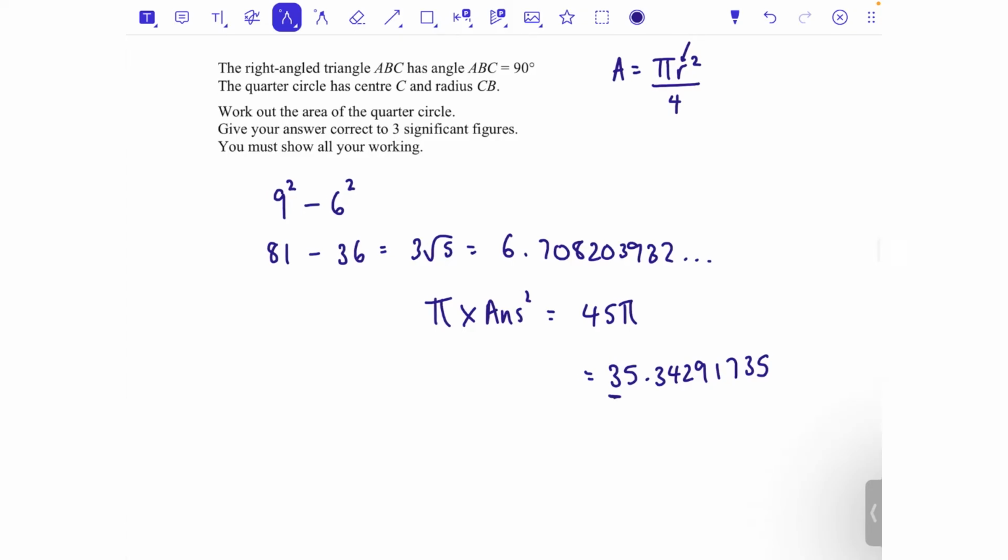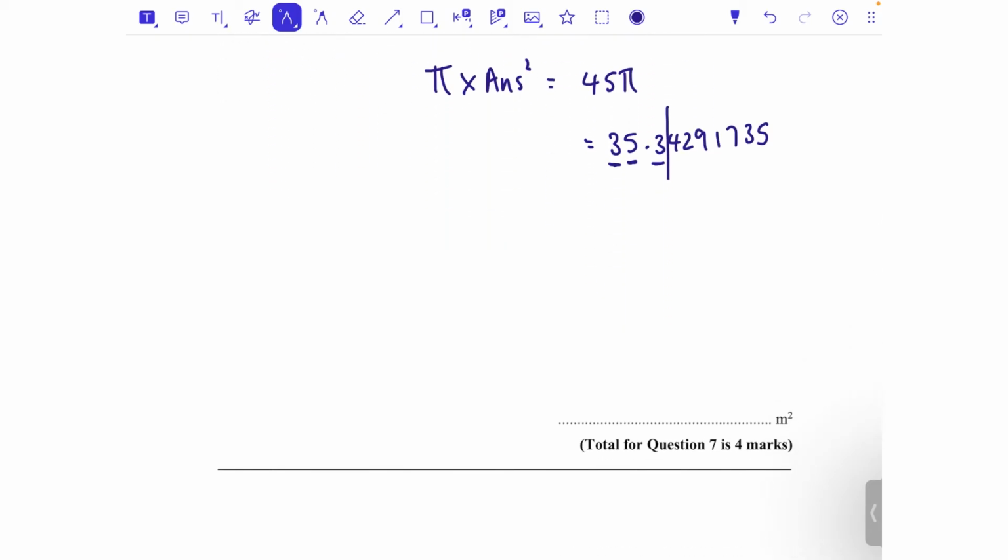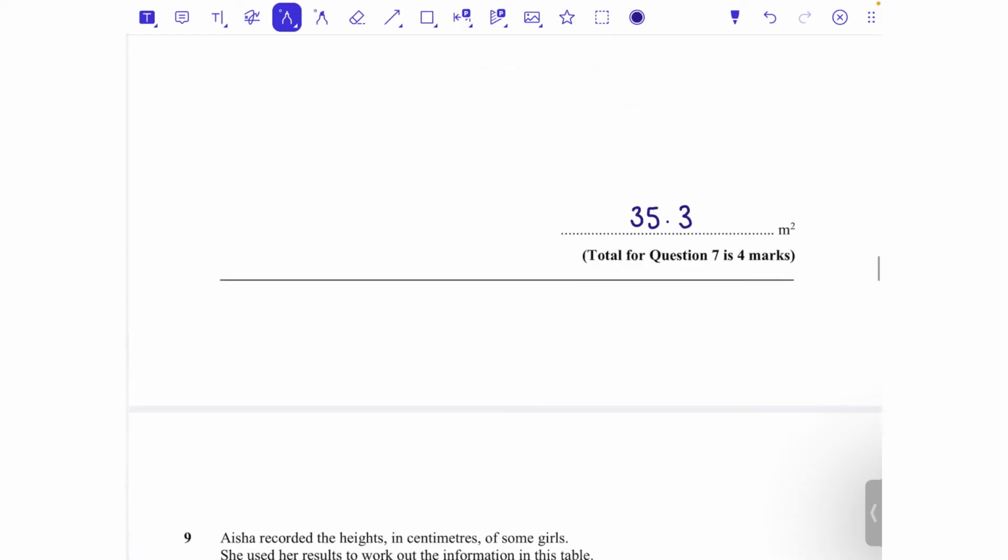So there's your first significant figure, there's your second, there's your third, 4 rounds down, so 35.3, and we are in meters squared here. That's fine, the units are on the answer line, so we're okay with that. 35.3 is your answer for 4 marks.